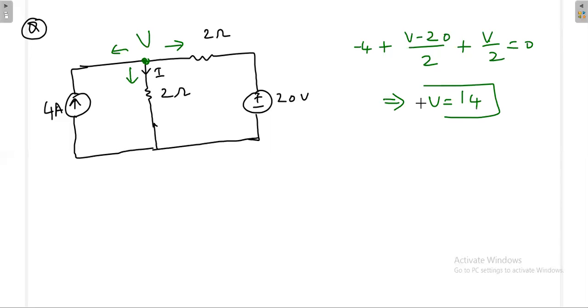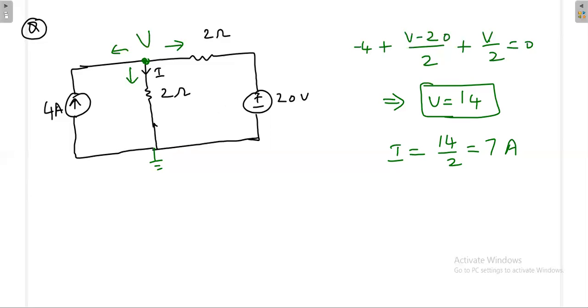So I know my nodal voltage is 14 volt. Once I know the node voltage, I can find the current I here: 14 divided by 2, that is 7 ampere. So with the nodal method, I have found that the current going across this 2 ohm is 7 ampere. Now we will try to apply the superposition.